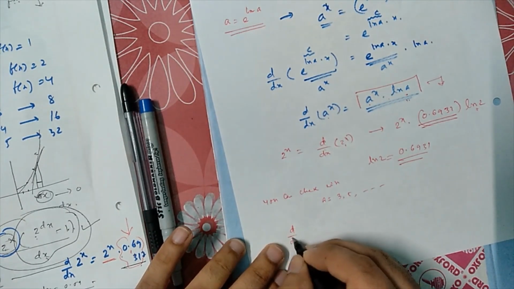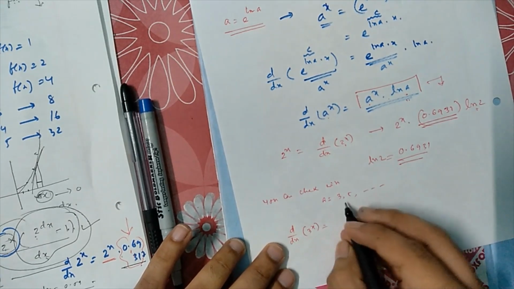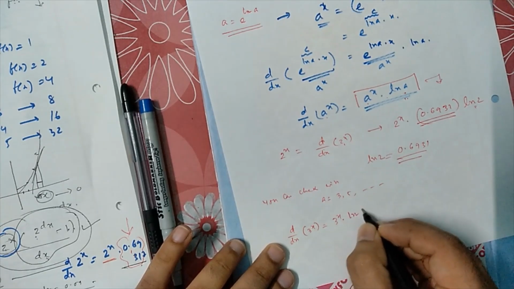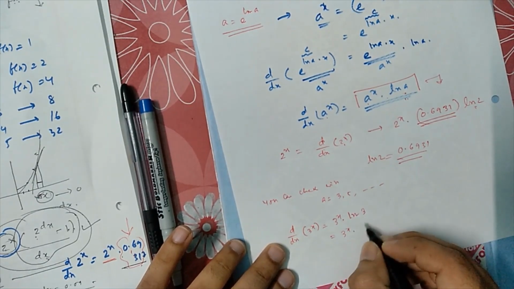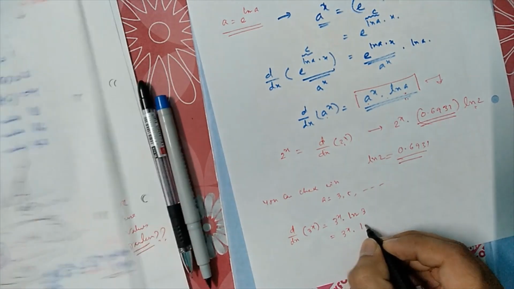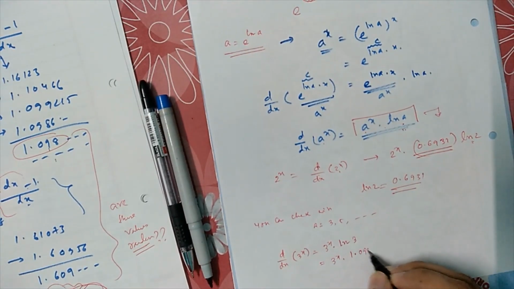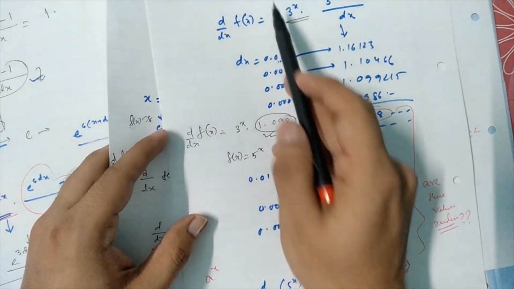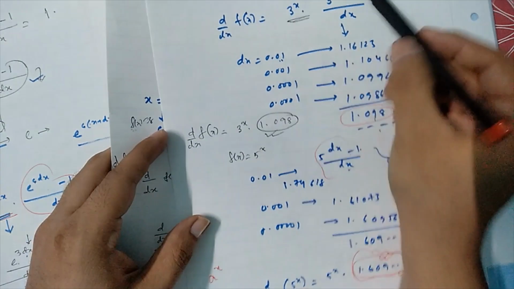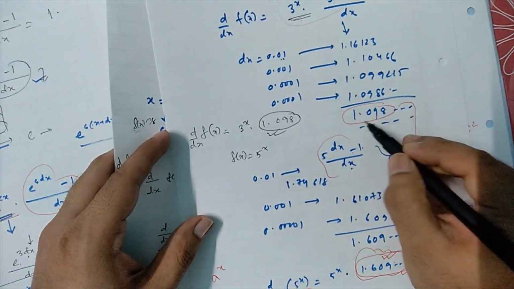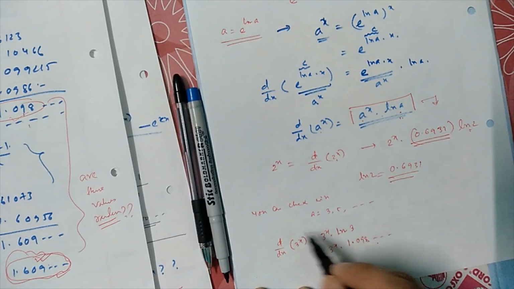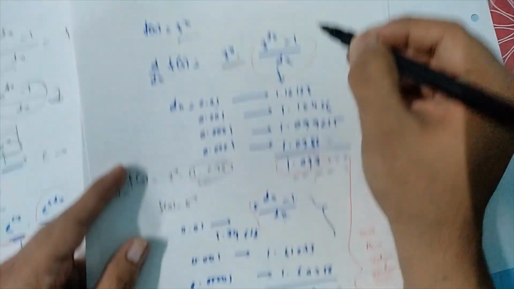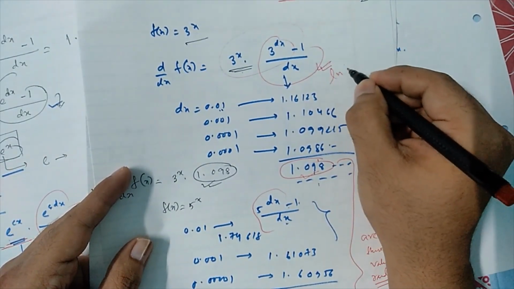So d/dx of 3 to the power x equals what? According to this formula, 3 to the power x into ln 3, that means 3 to the power x into 1.098 and so on. So check here. For 3 to the power x, the rate of change is equal to what? We got from this one 3 to the power x into 1.09, and from this also. So actually this part was nothing but ln 3.